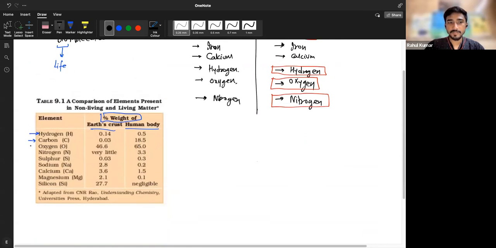Sorry, I was talking about carbon. Carbon is 0.03% in Earth crust and 18.5% in a human body. In fact, it is said that living system is carbon based.